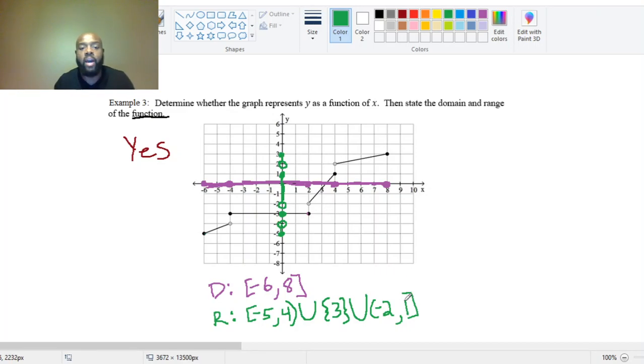So I go union from 2 open to 3 closed. And so that would be my range.